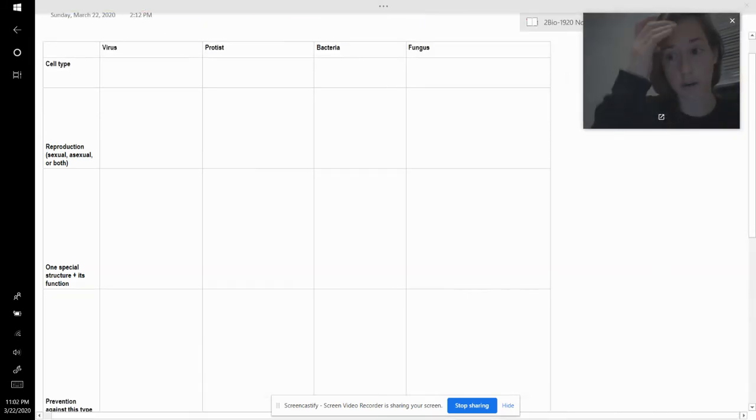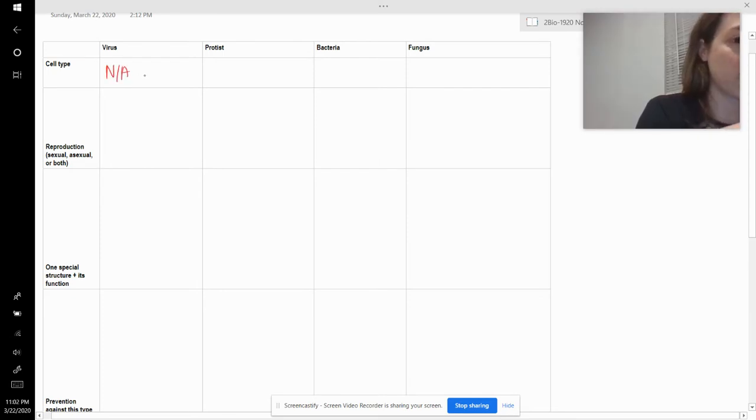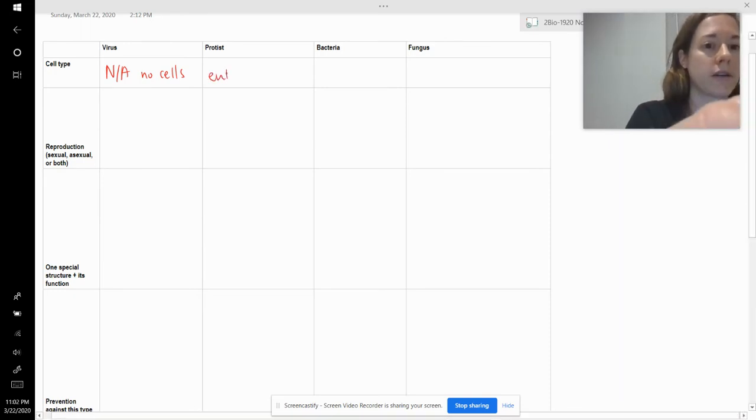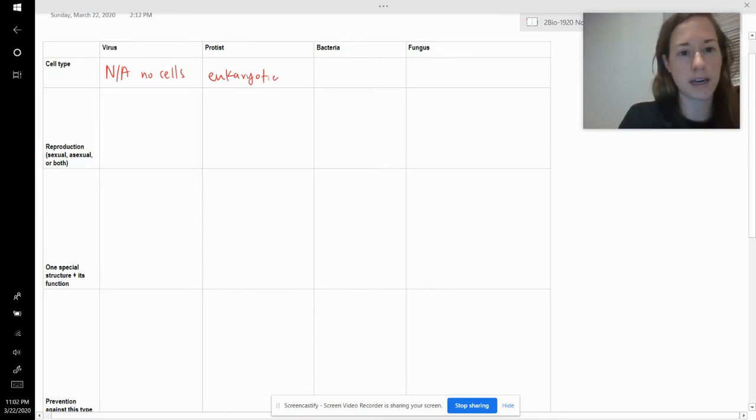So they don't have cells. So in cell type, you can put N, NA, or you can put no cells. Just so you know, they don't have cells. They're not living. Protists are eukaryotic, which means that they have a nucleus. Bacteria are prokaryotic, which means that they have no nucleus. And then fungi are eukaryotic, which means that they have a nucleus.